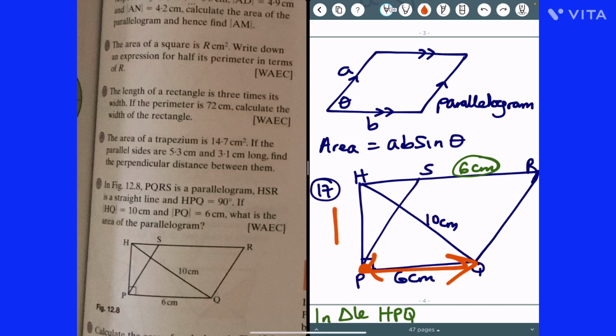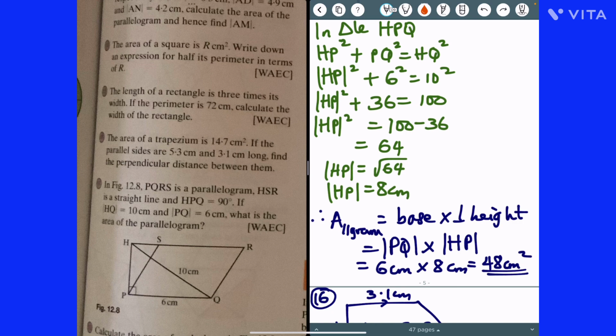Now, that perpendicular height is the same thing as this side. So, if this side is 6 and this side is 10, in this right angle triangle we can use this to get h by saying h squared plus 6 squared is equal to 10 squared. That will give us h as 8 centimeters. So we now get the area of the parallelogram: base times perpendicular height will be 6 times 8 centimeters, which gives 48 centimeters squared.